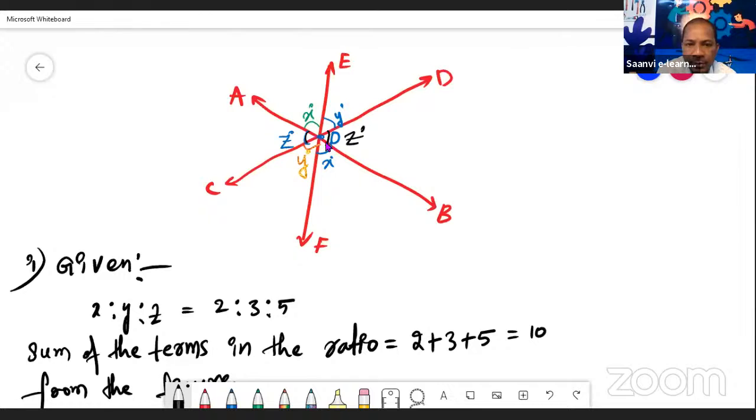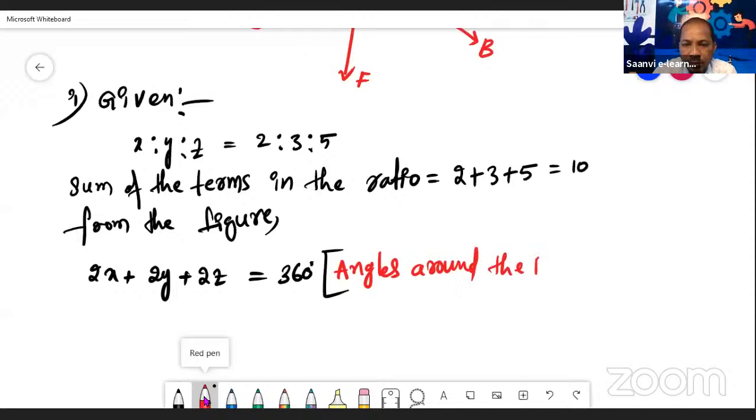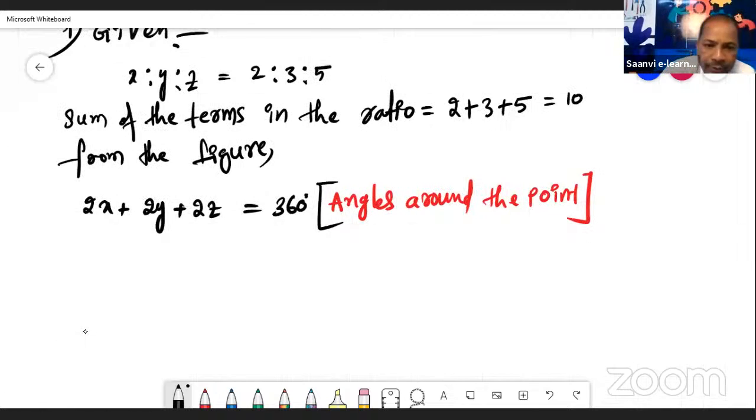These lines are intersecting at the point O. Around this point O, all angles are formed here. Okay, so the angles around the point, how many degrees? If the angles are formed around the point, their sum is equal to 360 degrees. Why? Because all angles are formed around the point. So if the angles are formed around the point, their sum is equal to 360 degrees.